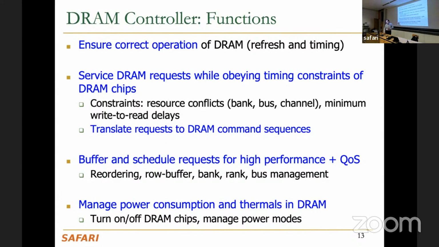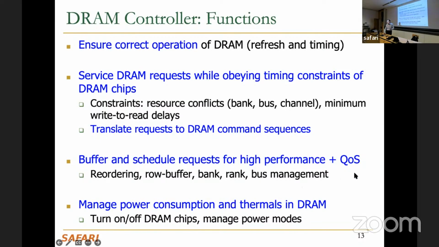We're not even talking about performance. To be able to do things correctly, you need to do this. To get performance, you need to buffer and schedule requests. You may need to do reordering, for example. You need to keep track of the row buffer. That's part of the DRAM bank. Because if you actually have data that's in the row buffer that you can access, that's much faster. And then you need to basically manage all of these resources.